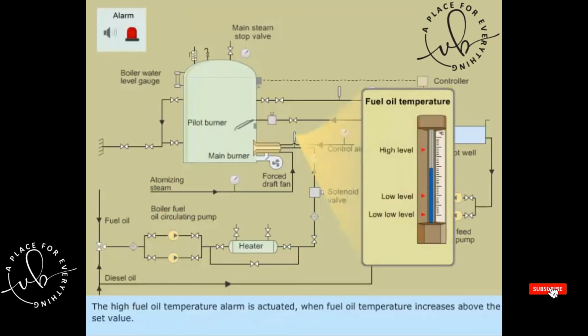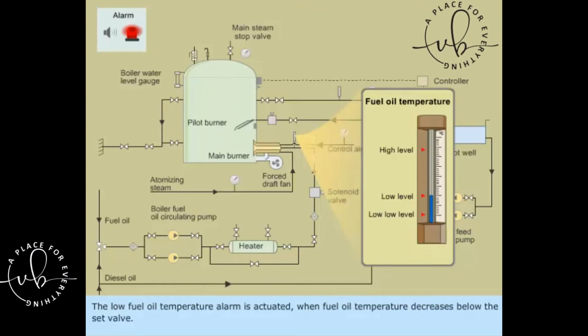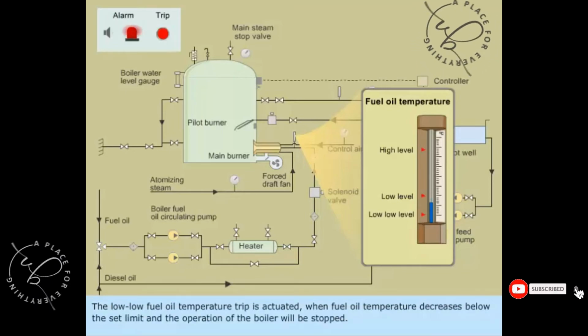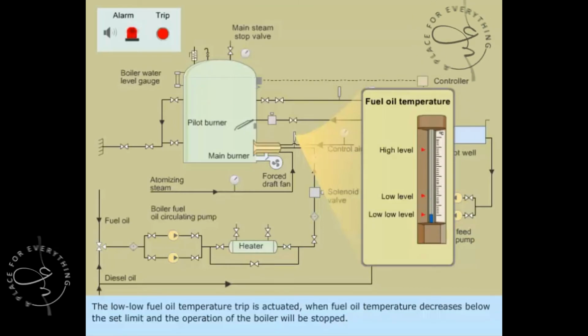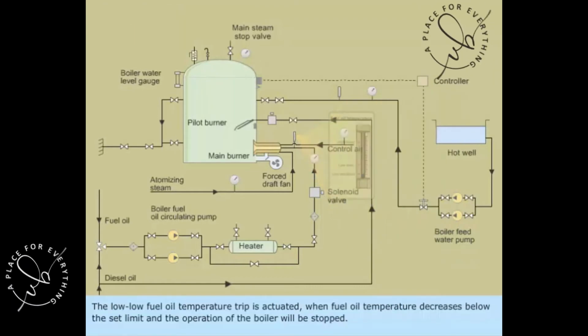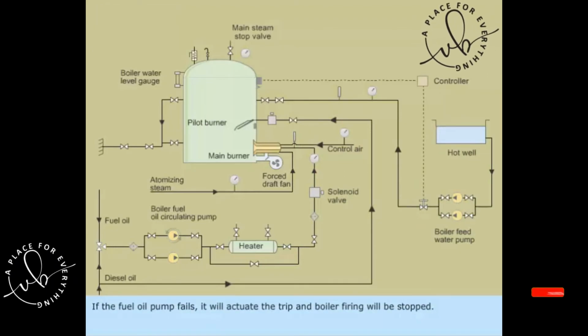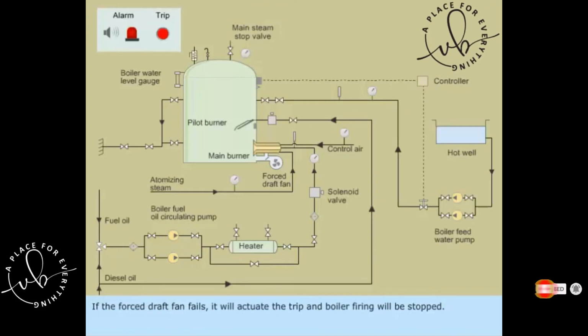The high fuel oil temperature alarm is actuated when fuel oil temperature increases above the set value. The low fuel oil temperature alarm is actuated when the fuel oil temperature decreases below the set value. The low fuel oil temperature trip is actuated when fuel oil temperature decreases below the set limit and the operation of the boiler will be stopped. If the fuel oil pump fails, it will actuate the trip and boiler firing will be stopped. If the forced draft fan fails, it will actuate the trip and boiler firing will be stopped.